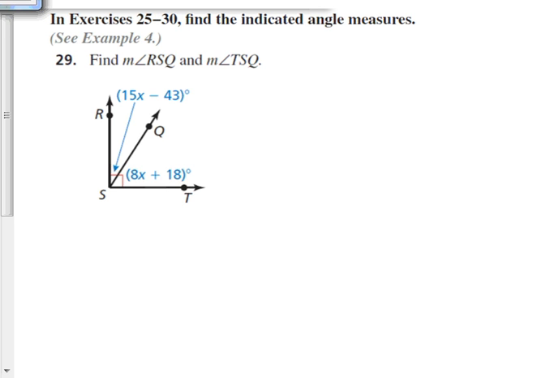Okay, so for number 29, it's kind of asking me to do the same thing here. So I'm finding the indicated angle measures. It wants me to find angle RSQ, so the measure of angle RSQ, and the measure of angle TSQ.